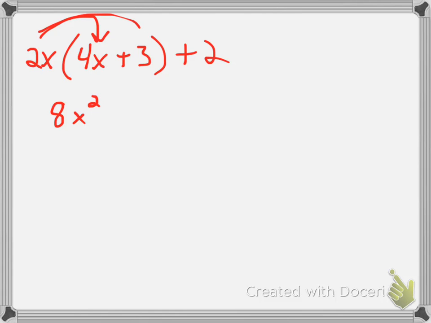Now we do 2x times 3, and you get 6x. And then the plus 2 just goes right here. Now we collect like terms. There's not any like terms, so we just leave it. We're done.